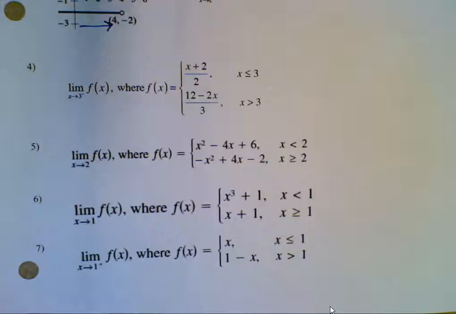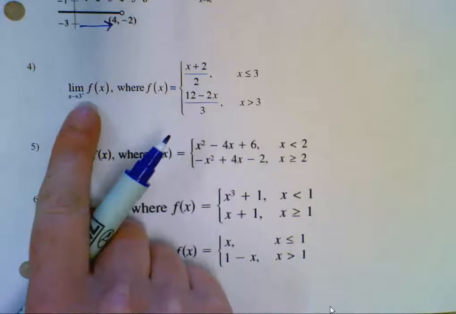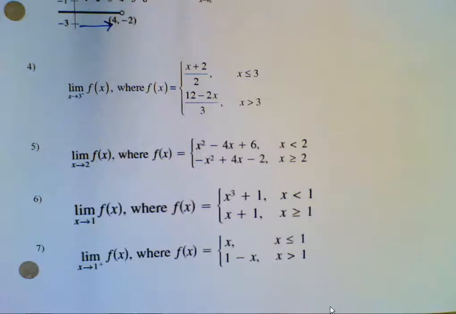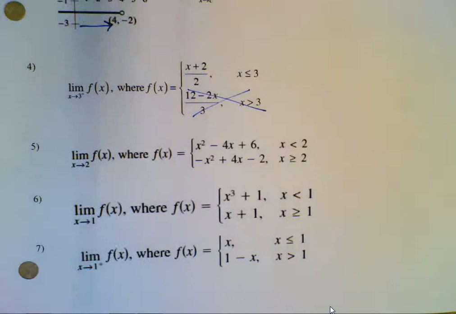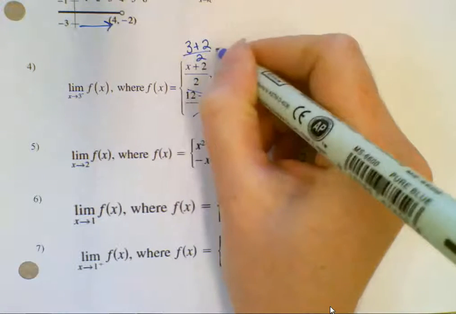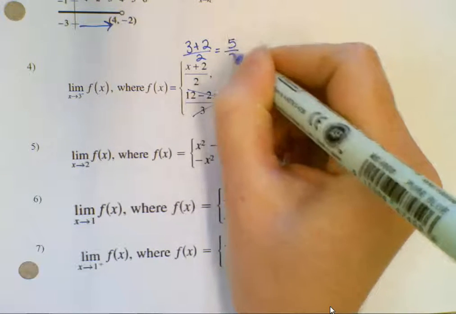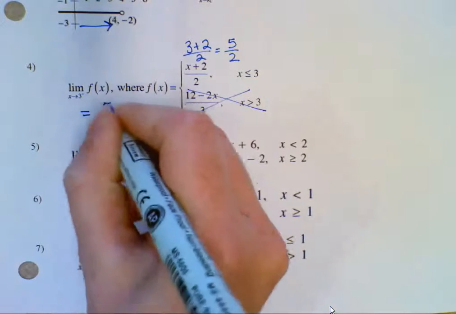Alright, so guys, let's come back together and see how we did for number 4 now. Kristen, for number 4, what is it telling us? What direction are we approaching it from? The left. So which equation can I cross off? The bottom one. Okay, so I'm only going to be using the top one. In this case, can I just plug and chug? Yep, so I'm going to plug in 3. What did you get as your final answer? 5 over 2. You agree, guys? Yep, looks good. So that means our limit would equal 5 over 2.